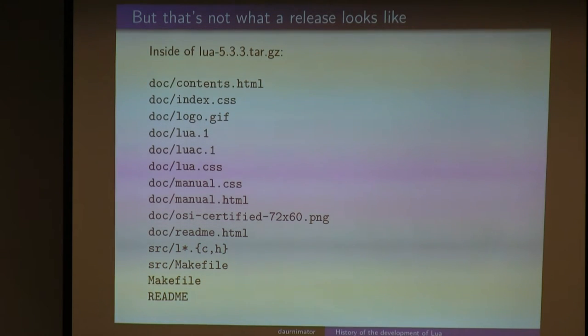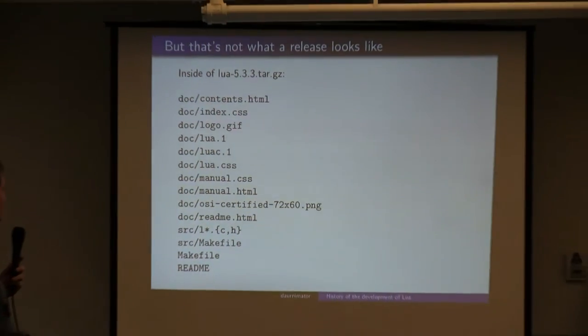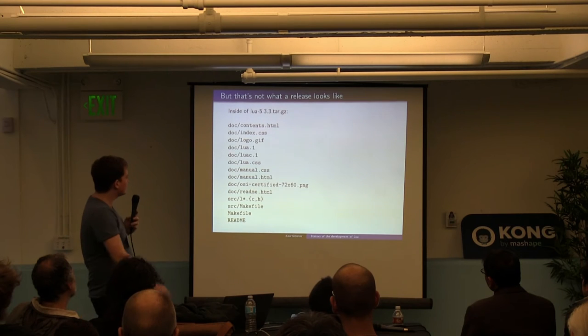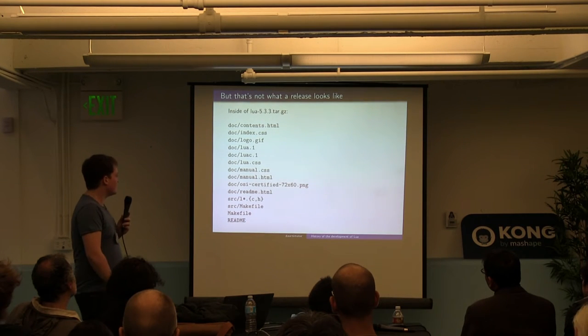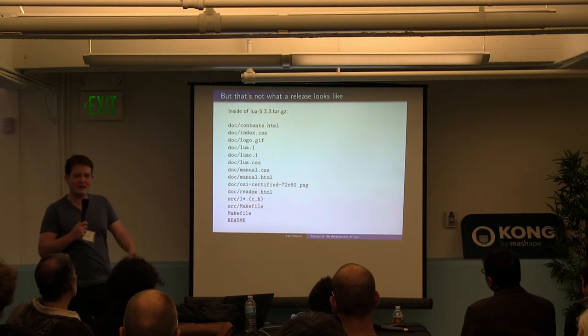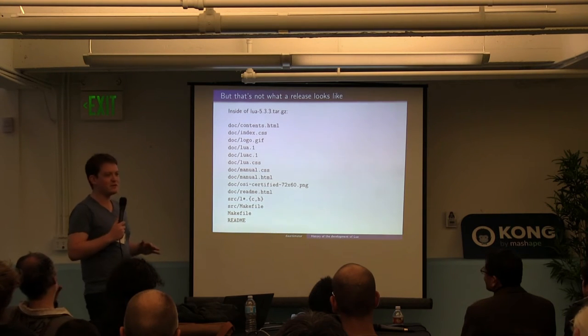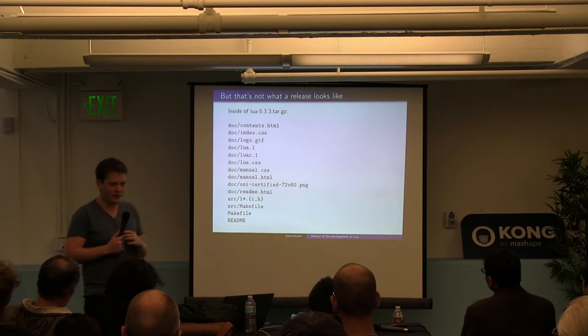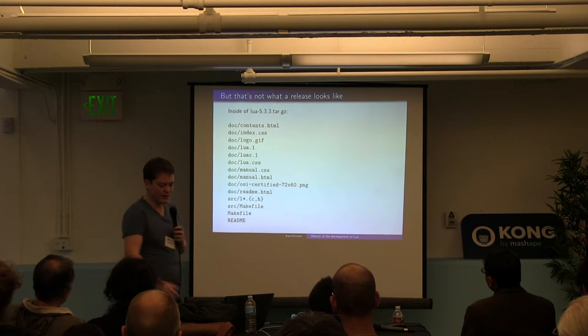of a release looks like. We've got all the stuff in the doc directory, various accessories required. So you've got the manual in HTML format, you've got the man pages, you've got a couple of logos. Then in the source directory, we've got all things starting with L, generally the actual source files. Then we've got makefiles, and probably a makefile as well, and a readme.